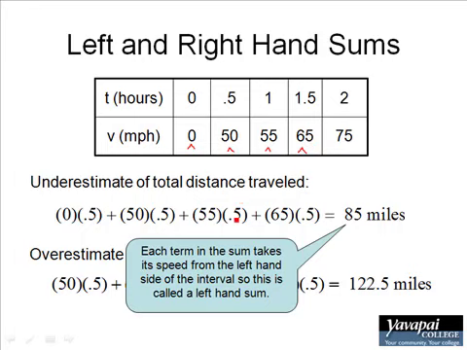65 to 75, I picked the speed on the left. So each term takes its speed from the left-hand side, so this is what we would call a left-hand sum. In this case, because those were always the smaller speeds, it gives us an underestimate of the total distance.